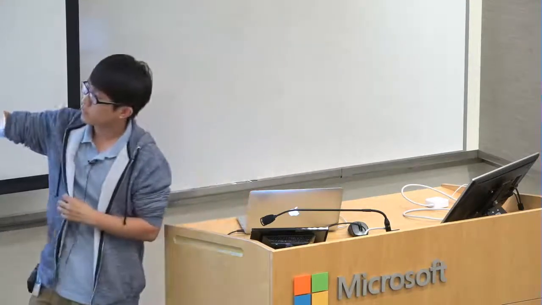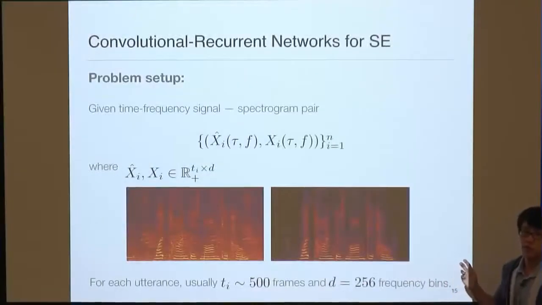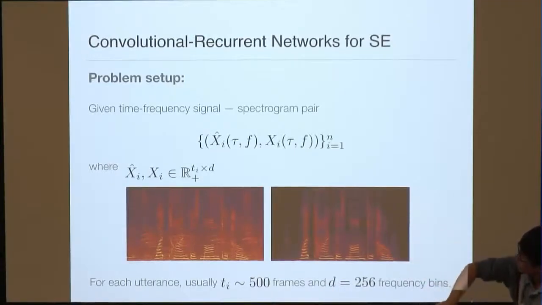The first dimension is time, and the length of the signal can be different for different inputs, but the second dimension is the number of frequency bins we use in the frequency domain. Roughly, each signal has around 500 frames. And here I just show two examples of typical spectrograms we observe. The left one corresponds to the noisy spectrogram, and the right one is its corresponding clean spectrogram.